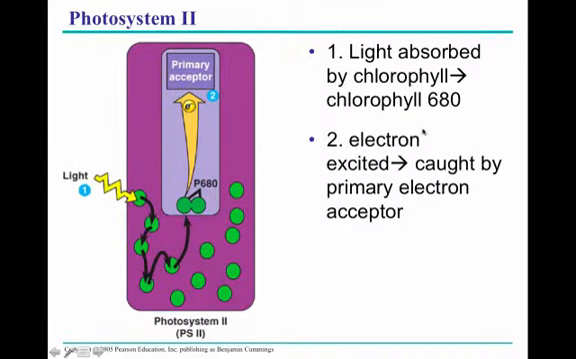Okay. Now, why do they call it the P680? Well, the 680 refers to the wavelength of light that will excite electrons in these special chlorophyll molecules. 680, wavelength of light. All right.